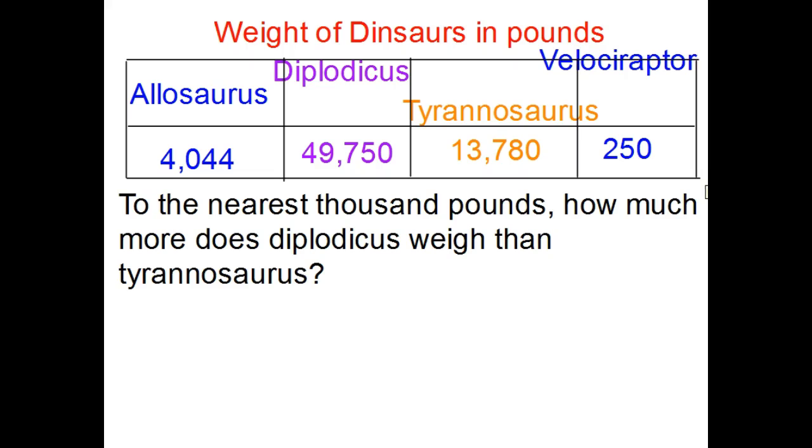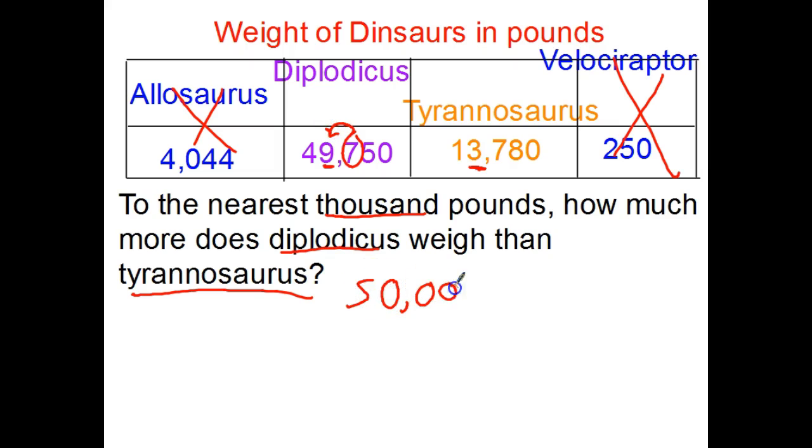Got a couple more for you. This time I went to the weight of some dinosaurs. In pounds, to the nearest 1,000 pounds, how much more does Diplodocus weigh than Tyrannosaurus? So I don't need Allosaurus, and I don't need the Velociraptor. Going to the nearest 1,000, so 1s, 10s, hundreds, thousands place. Diplodocus is bigger, so I'm coming to him first. Level 7 bully. Get off my floor, go up one more, so the Diplodocus is really about 50,000 pounds. Oh, another one with a 9. Remember, I'm going to make 49 go up. Tyrannosaurus, level 7 bully, also going up one floor, so that's going to go to 14,000.